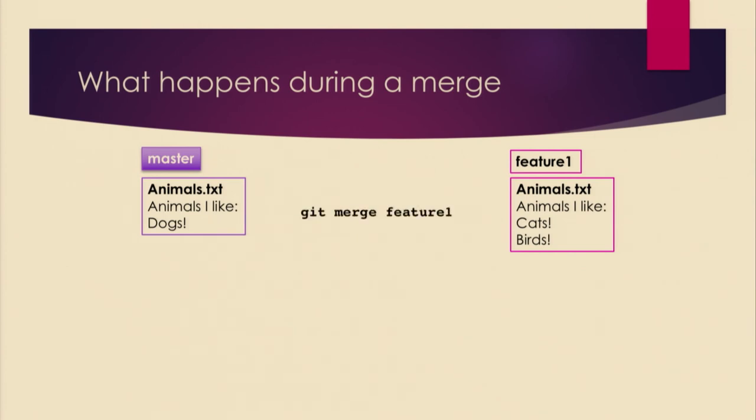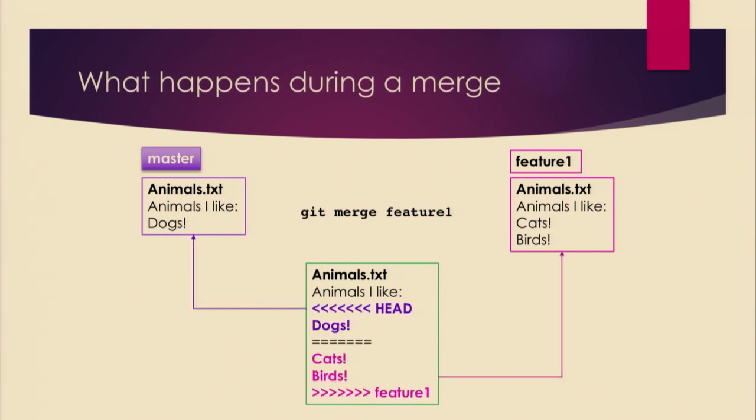Well, obviously, we're going to do a git merge, and we will have a conflict. First line is fine. Animals I like. Git looks at it and says, all right, this line is in both files. It's good. No problem here. Second line. Oh, well, this file says dogs. This file says cats. So Git is actually going to make your file look like this.